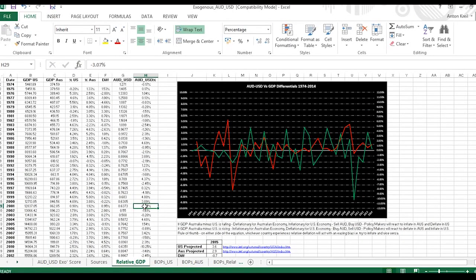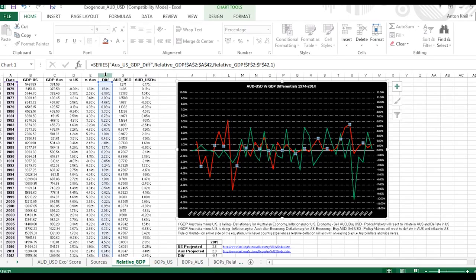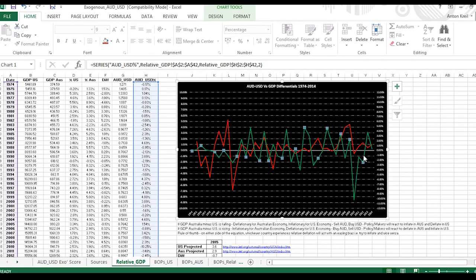And then what we've done on the chart is charted on the left-hand side the GDP differential, so the red line, column F, and on the right-hand side we've charted the annual percentage change in the Aussie dollar US dollar exchange rate, so the green line, with data coming from column H. And you can see there's a pretty strong relationship between the two historically.